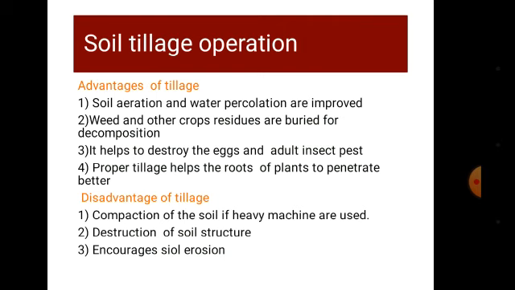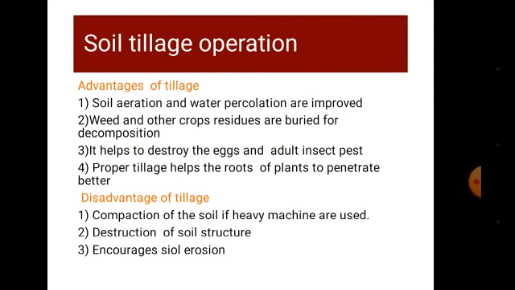Remember in your JS3 when we treated weeds, we said one of the methods of controlling weeds and pests is by tilling the soil very well. 4. Proper tillage helps the roots of plants to penetrate better in the soil. 5. Ridging encourages good tuberization. 6. Topsoil is mixed with subsoil during the process of tillage.